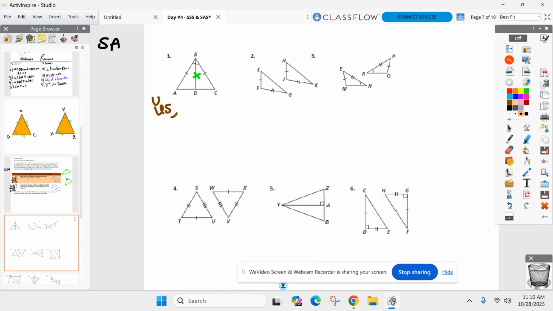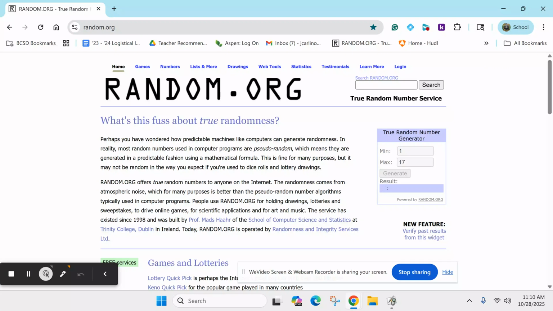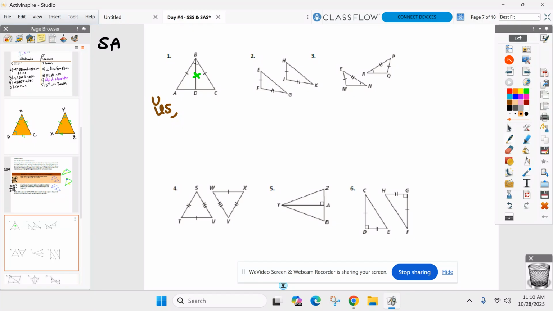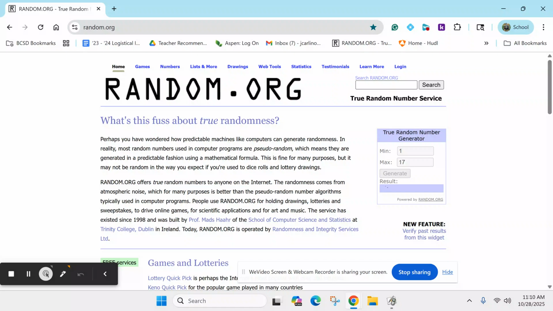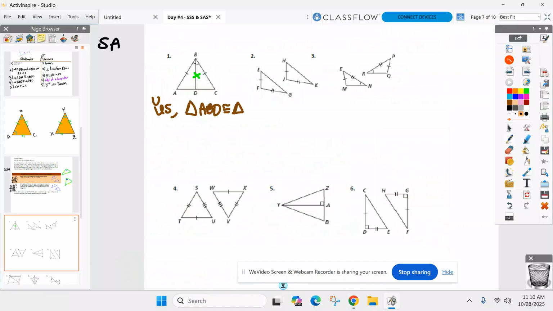So can somebody name one of the triangles first, in any order you want? Max, name one of the triangles for me, for number 1. Yep, triangle ABD. Good. All right, now match them up. Make sure it's correct, because we talked yesterday, when you write a congruent statement, the corresponding angles and sides all need to match up. So if I go ABD, how are you naming the second triangle? Michael. CBD.